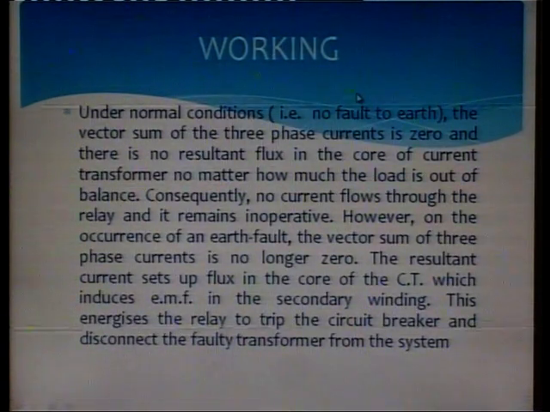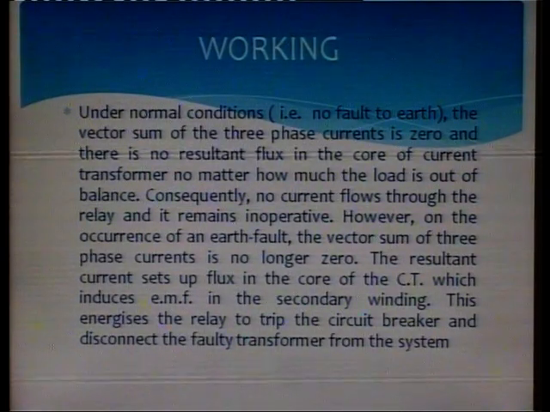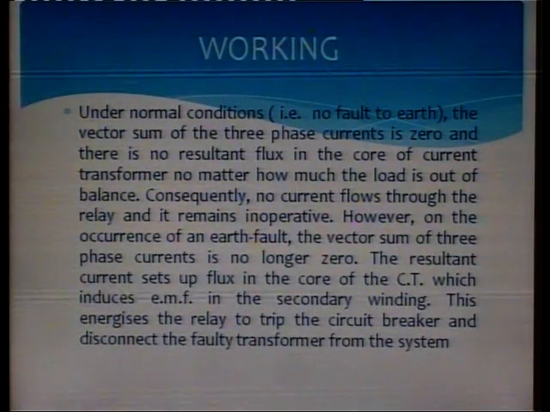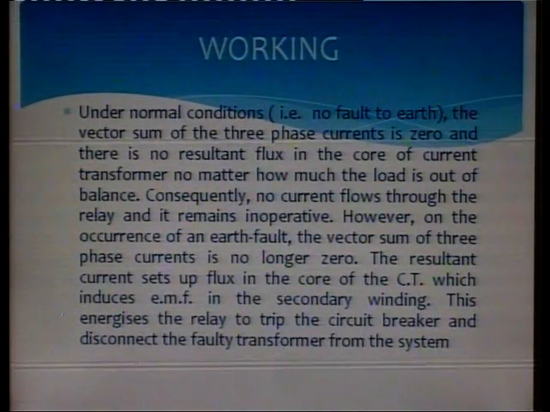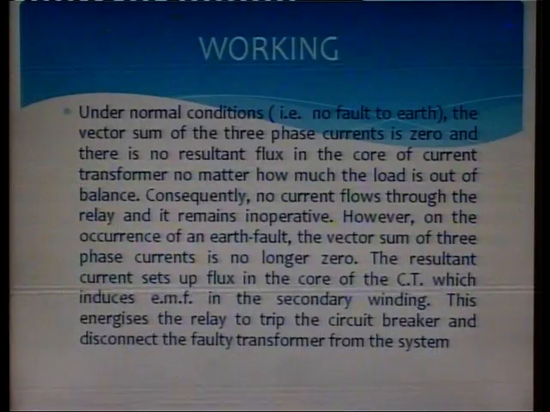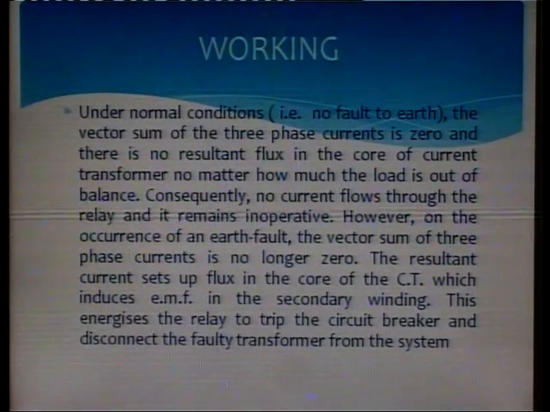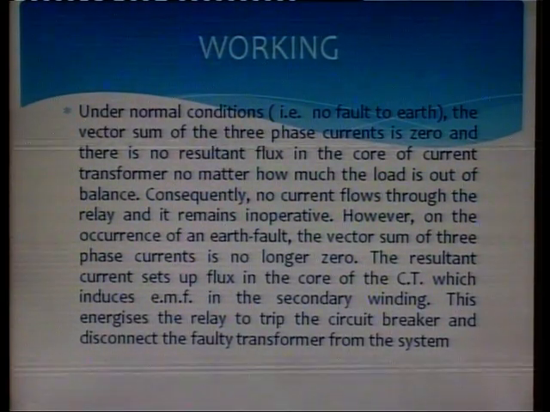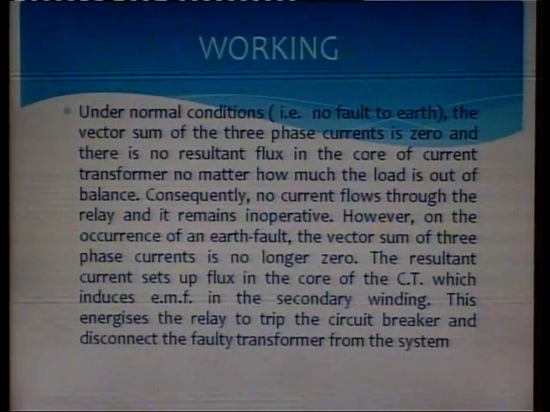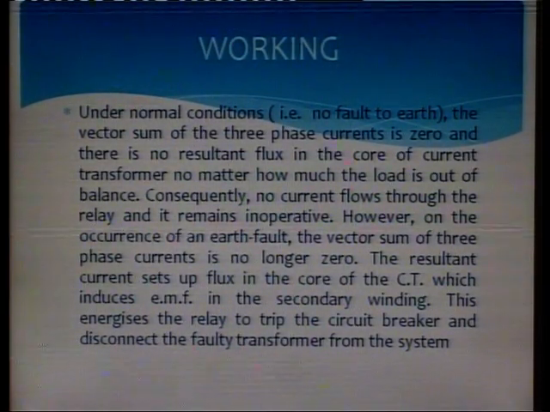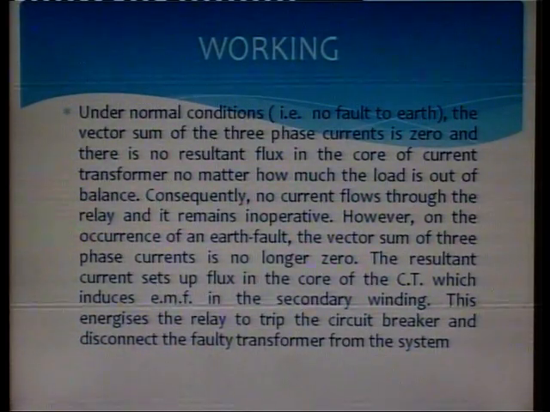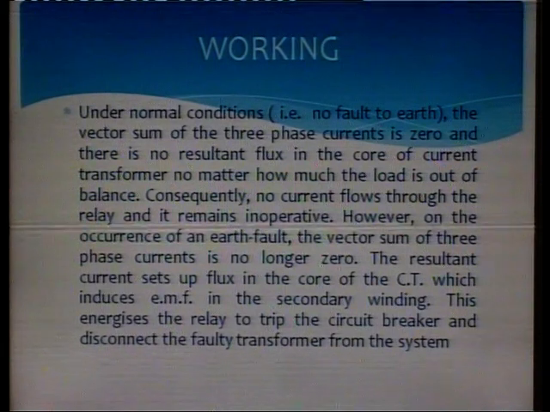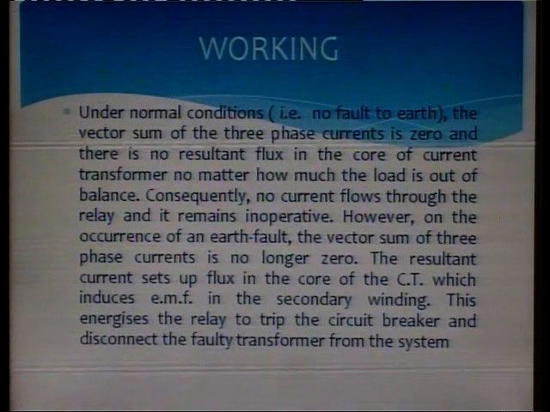So, working is under normal condition, that is no fault to the earth, the vector sum of the three phase current is 0, that is IA plus IB plus IC is equal to 0, and there is no resultant flux in the core of the current transformer, no matter how much the load is out of balance. Consequently, no current flows through the relay and it remains inoperative.